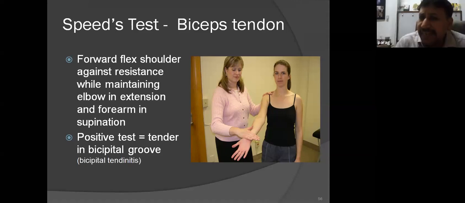Right. So basically, SLAP tears are also labral tears, but they are superior in location. SLAP stands for superior labral anterior to posterior tears.